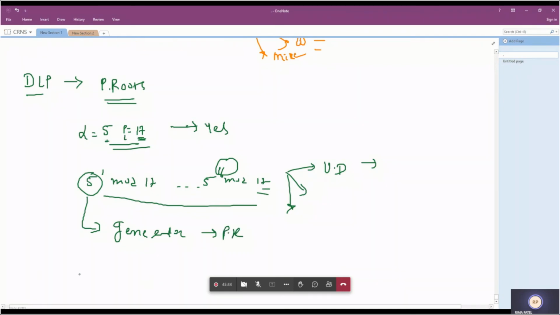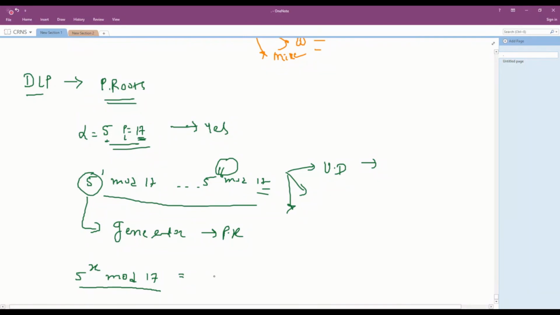Now let me write one equation. If I am writing 5 raised to x, x can be any number, and I have written this mod 17. Is the computation easy for this equation? X can be any number. Computation is easy or not?